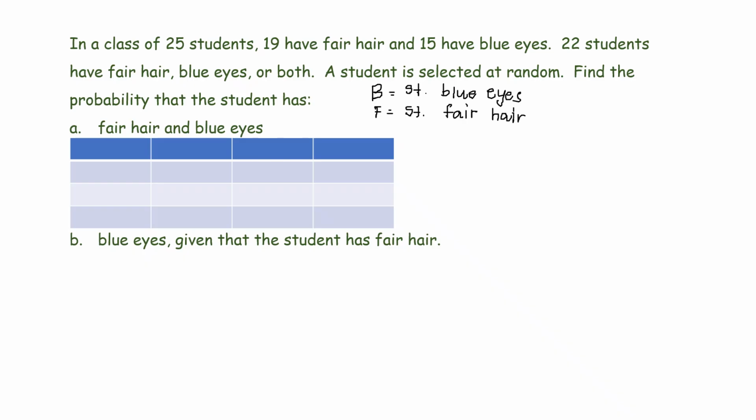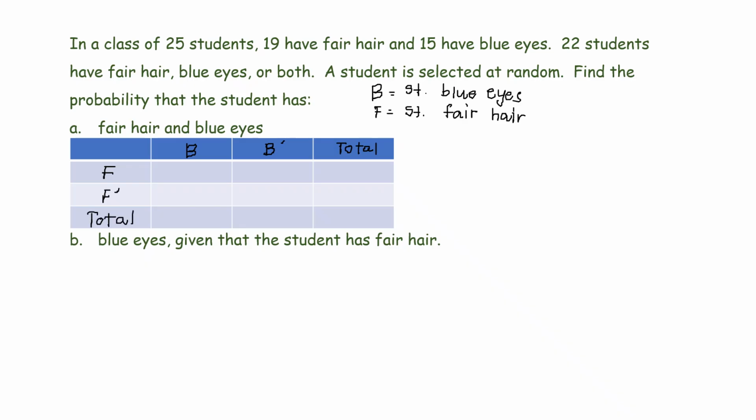The columns are for those with blue eyes and not blue eyes. So let's call this B for those with blue eyes, and not B for those with not blue eyes, and of course the total. And now for the rows, we assign F for those with fair hair, and if you do not have fair hair, let's call it not F. And of course, total.